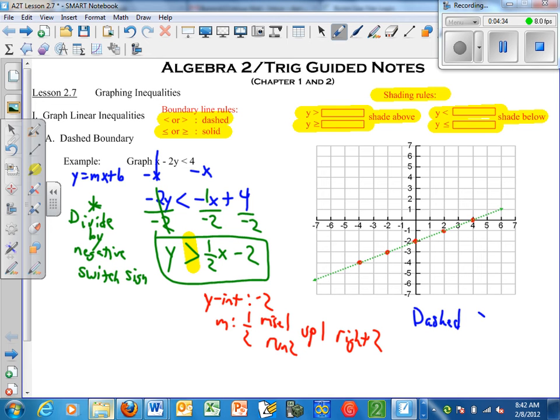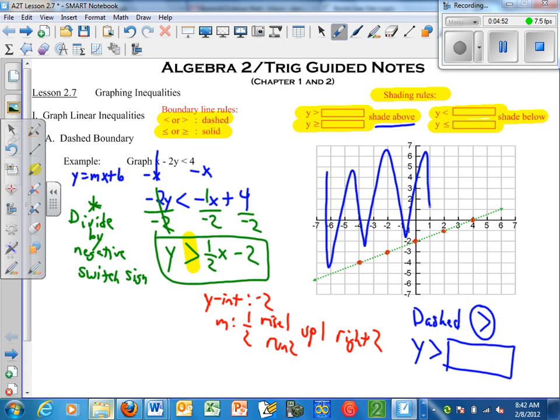because of this symbol. And we want to shade, notice, this is of the form y is greater than something. So y is greater than something means I shade above. So I'm going to shade above this line. So it's all these points above that line, but not including the points on it because it's dashed.